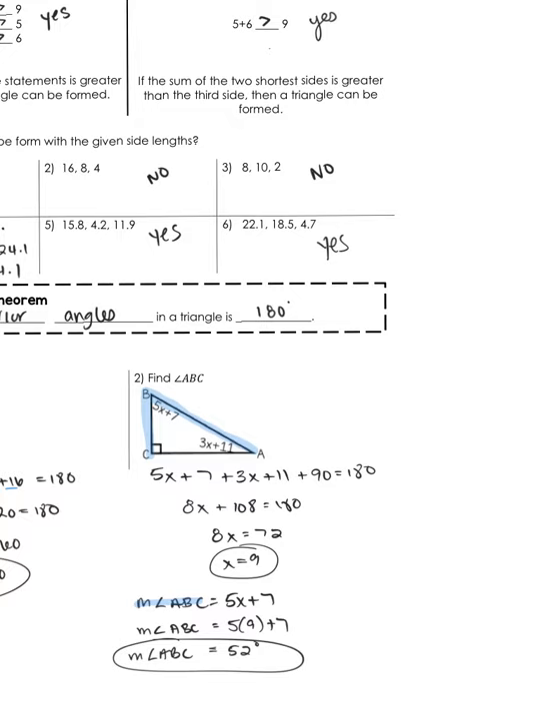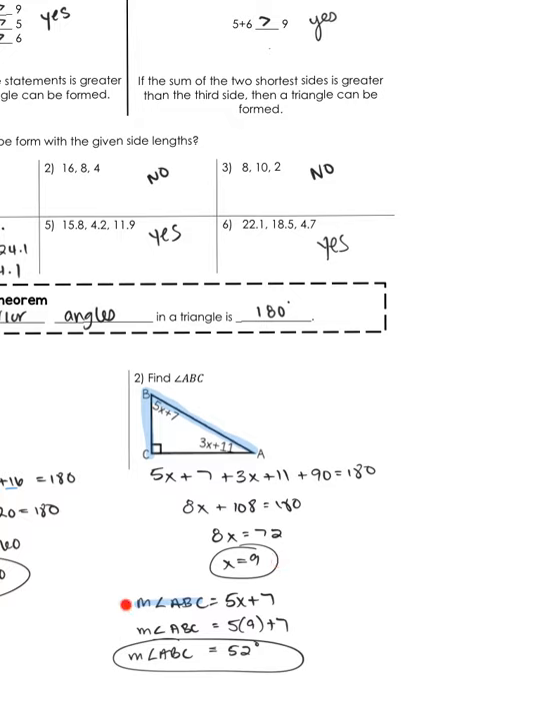Okay, for this one, your equation, we add all 3 angles together, it should equal 180. Don't forget, this little box in the corner tells us that this angle is 90 degrees. So when I solve that equation, we get x equals 9.